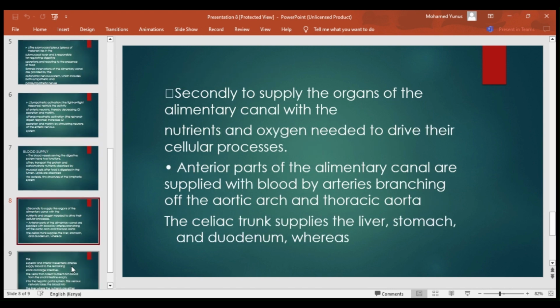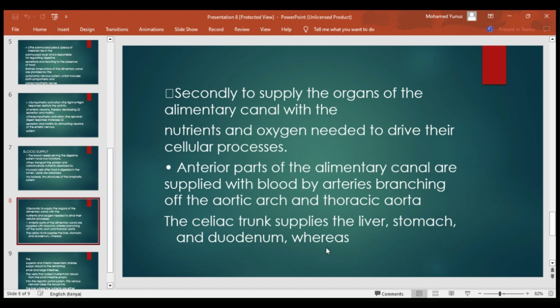And we also find that another function of the blood supply of the GIT is that it supplies the organs of the alimentary canal with the nutrients and oxygen needed to drive their cellular processes. And we find that the anterior part of the alimentary canal, that's the frontal part, is supplied with blood by arteries branching from the aortic arch and the thoracic aorta.